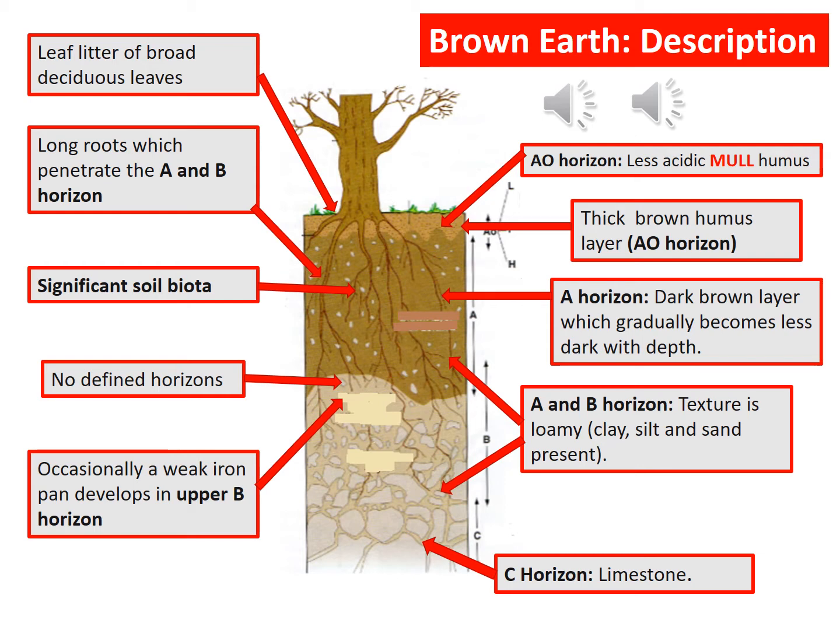Next is an iron pan. So an iron pan can occasionally develop in the upper B horizon because leaching is still present. However, you don't need to explain that right now, but just so you're aware, with a Podzol it would be quite a strong iron pan. This one, in a brown earth, is a weak iron pan. No defined horizons, as I've said in the previous slide. We do have significant soil biota, so microorganisms and earthworms are present. Long roots of the deciduous trees go down into the A and B horizons, and the leaf litter, lastly, is broad deciduous leaves.